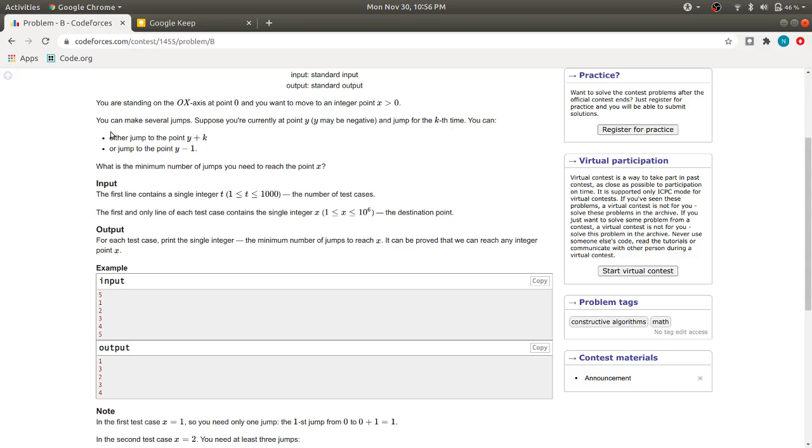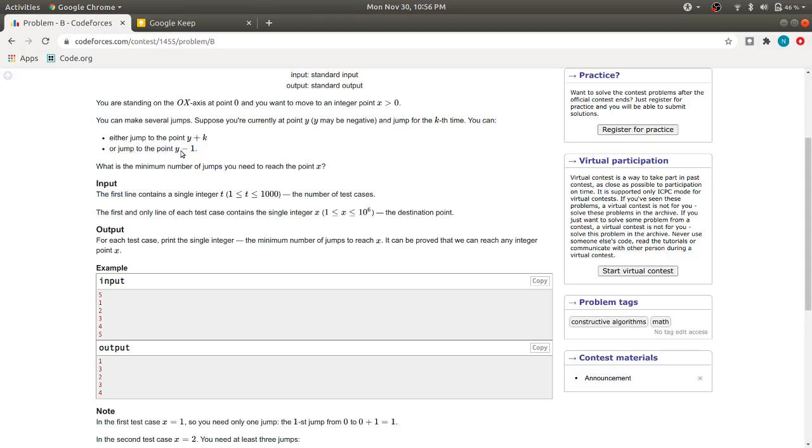The first rule is, if I am on my kth jump, I am jumping for the kth time, and I am on position y, then the position I reach will be y plus k. Or the second condition, if I am going backward, then I'll just do y minus 1. I am at a position y, I'll just go a step back if I am jumping backward.